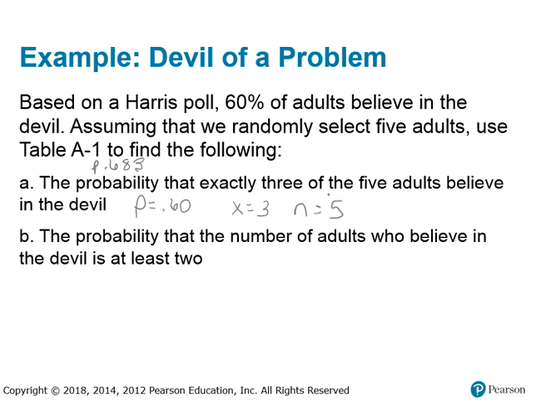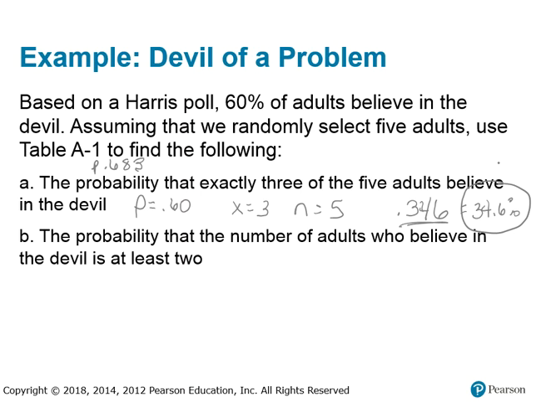So using table A1, hopefully you found that, we're going to go down to n equals 5. Then we're going to slide over. We're going to get x equals 3. Once we get x equals 3, we slide over until we get right below p equals 0.60. And it tells us that that is 0.346, which is the same as 34.6% of the time 3 out of 5 adults will believe in the devil.